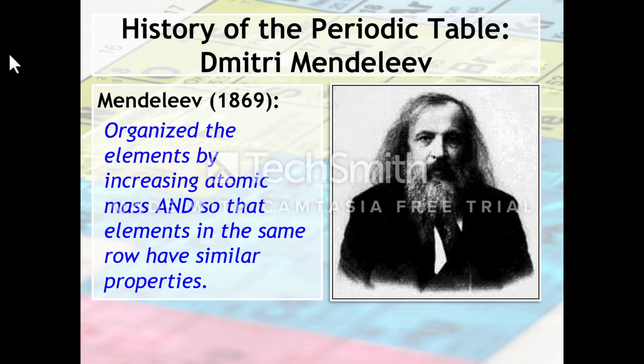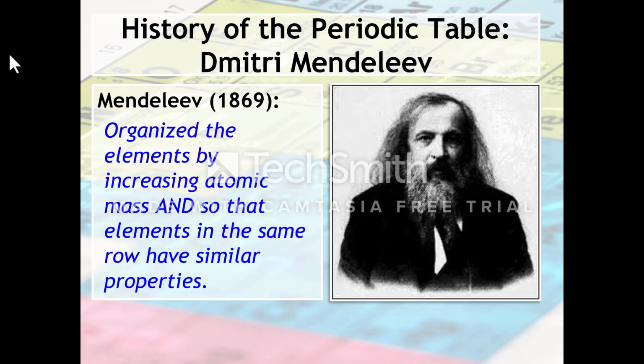So it all started with this scientist, Dmitry Mendeleev, in 1869. So he arranged the elements in increasing atomic mass. So elements in the same row have similar properties. So this is the first way the periodic table was arranged.